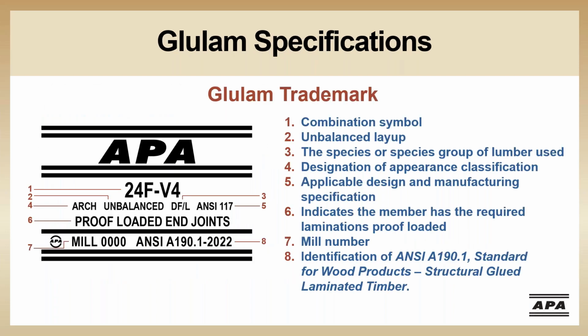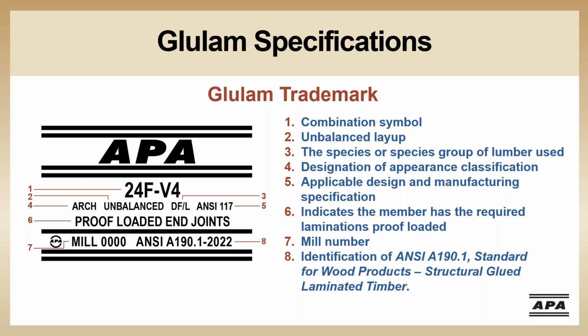So taking a closer look at the APA glulam grade stamp or trademark, we see that it contains several critical pieces of information you should know if you're specifying beams. So what does this label tell us? First, it tells us the allowable bending stress is 24F, which represents 2400 Fb. The V tells us that the plies in this glulam were visually graded. If they were mechanically graded, this would be noted by an E.